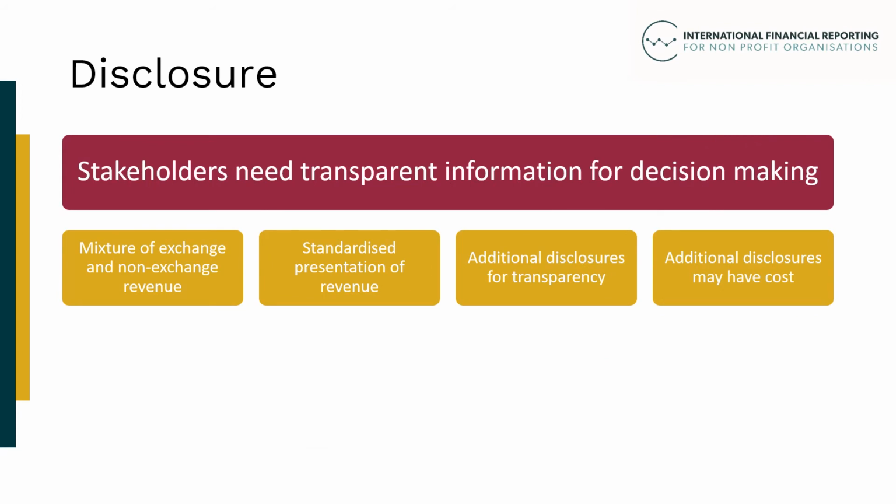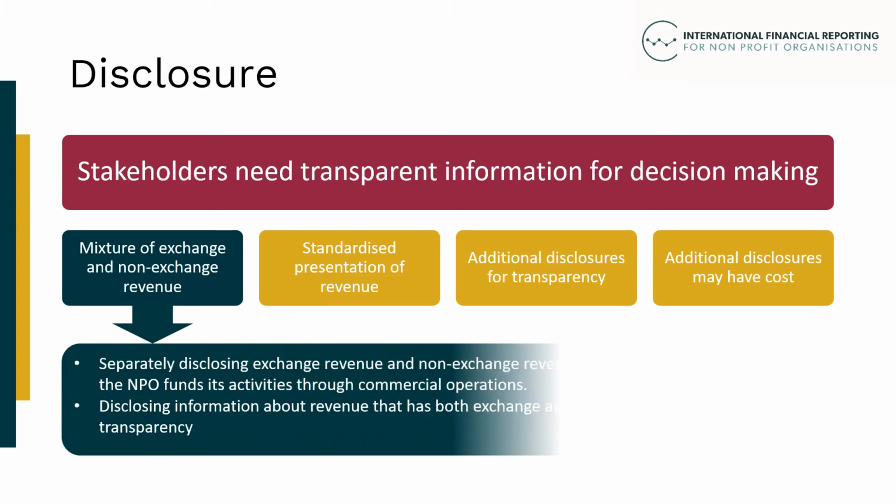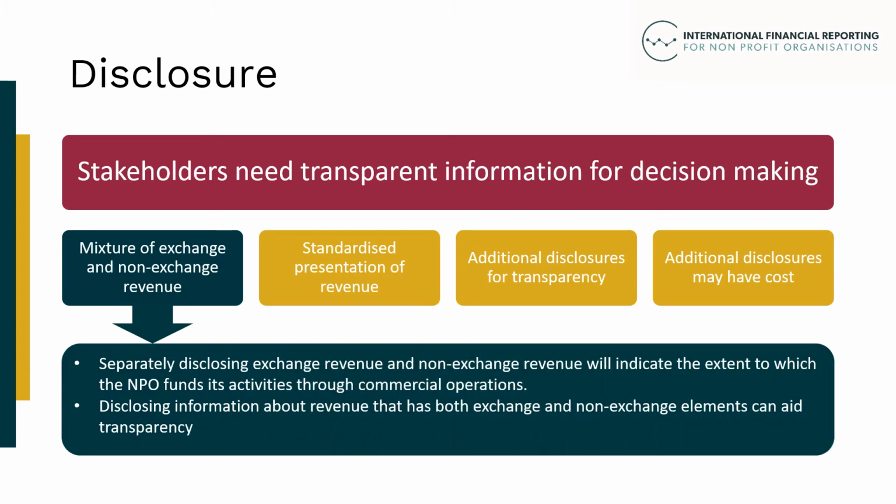Stakeholders use information to make decisions, and lack of transparency may impact their understanding of an NPO's financial statements. NPOs may face a number of issues when disclosing information about revenue. NPOs may have a mix of revenue, exchange revenue from the sale of goods and services, and non-exchange revenue, as we have been discussing. Disclosing these separately provides an indication of the extent to which the NPO can fund its activities from its commercial activities.